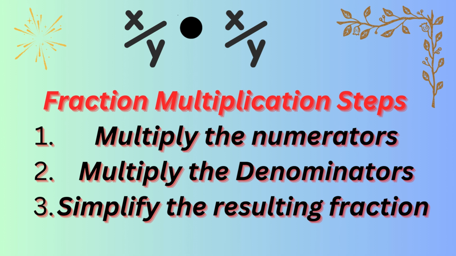The golden rule of multiplying fractions is incredibly easy to remember. Number 1, multiply the numerators, aka the top numbers. Number 2, multiply the denominators, also known as the bottom numbers. Number 3, simplify the resulting fraction by finding the GCF, also known as the greatest common factor, of the numerator and denominator by dividing both of them.